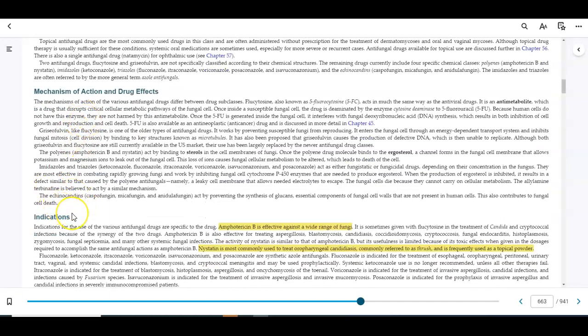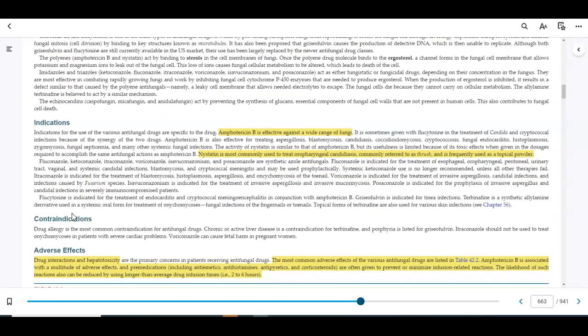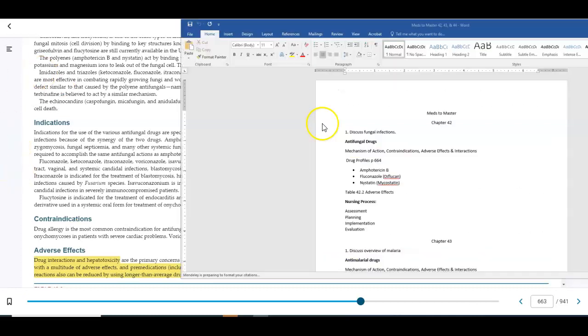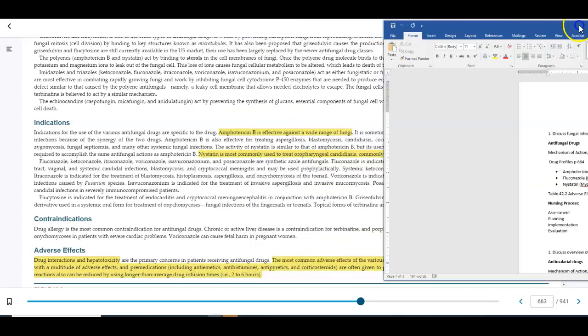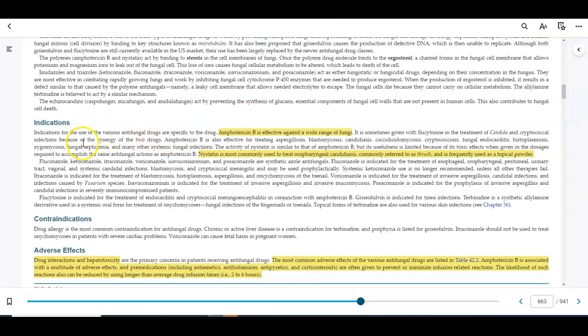I'm going to go straight to the indications with this, and we're looking at 3 different drugs with this one. We're specifically looking at amphotericin B, diflucan, and mycostatin. So when we look at our indications on this one, we note first that amphotericin B is used for the wide range of fungi. That one's the more powerful one in this group. And then we'll talk about nystatin when we look at oropharyngeal candidiasis.